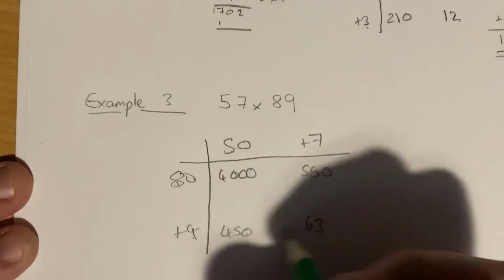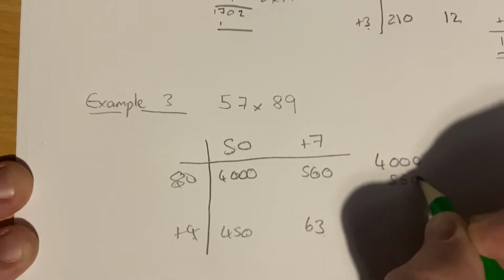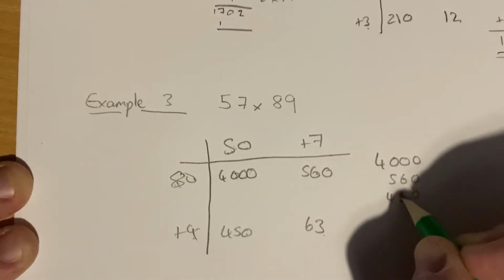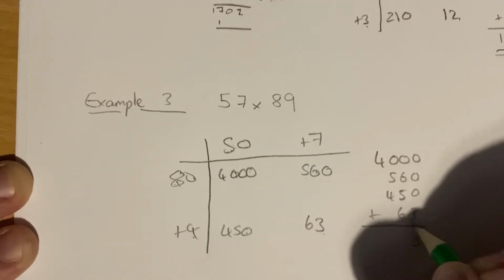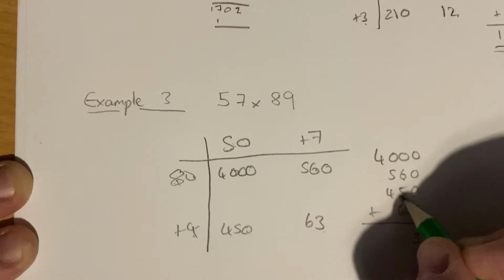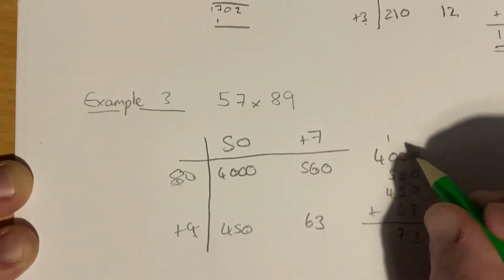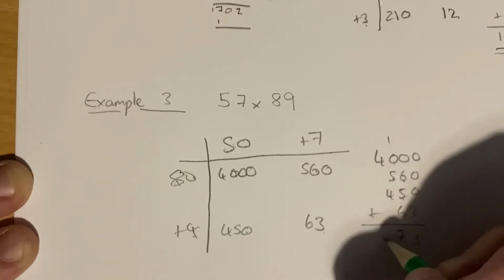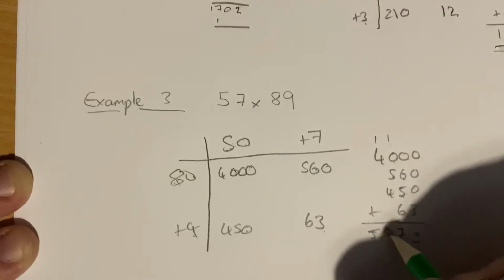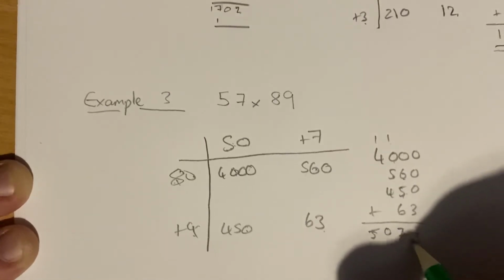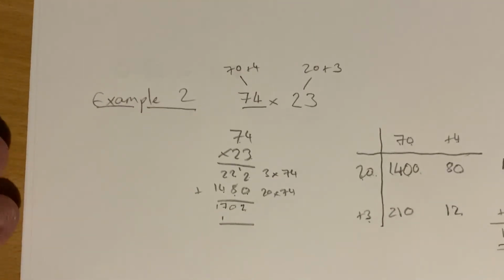And let's add these four numbers together. So 4,560, 450 and 63. Add them all up. 3, 6 plus 6 is 12 plus... so plus 5, sorry, will be 17. Carry the 1 up. So 1 plus 0 plus 5 plus 4 is 10. And 1 plus 4 is 5. So the answer is 5,073. Okay. Let's try another one.